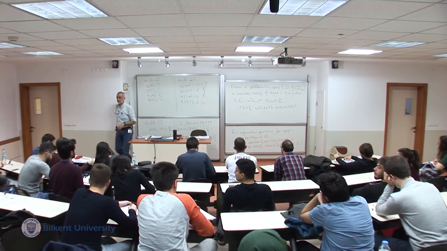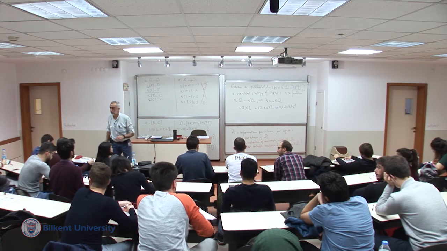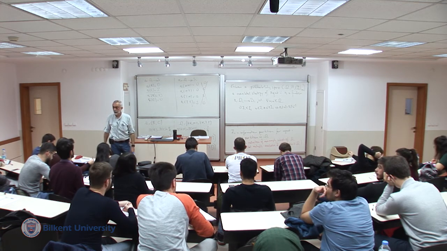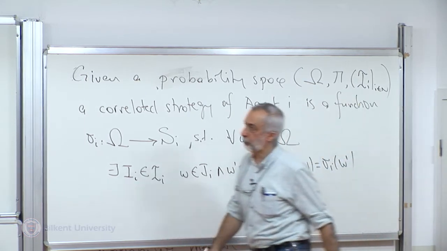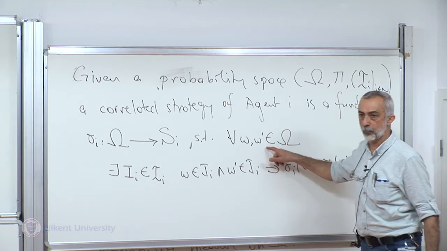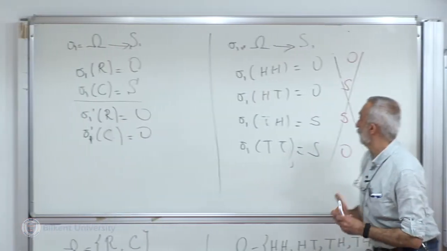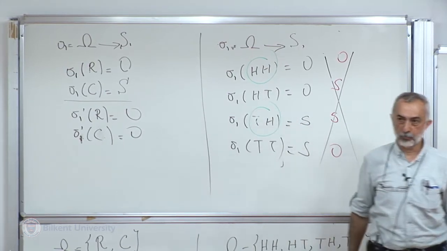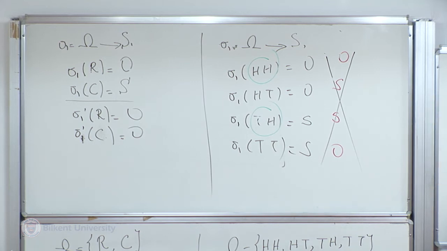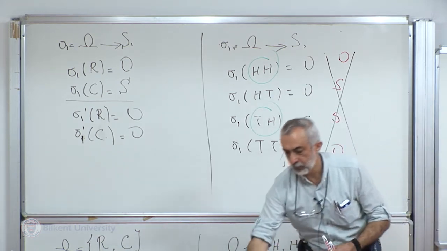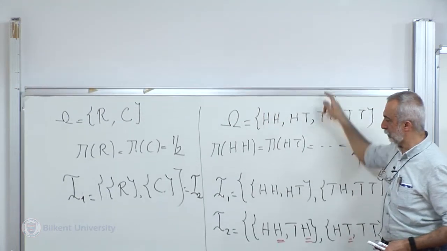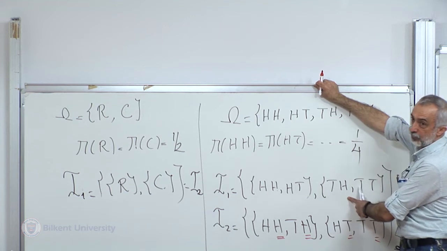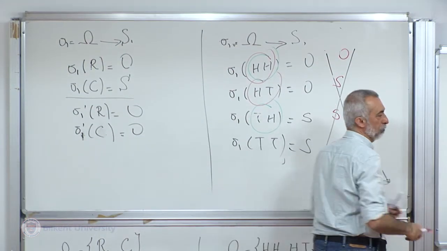Yes, sir. All elements of information partition. No, but you see, if I take any two outcomes, omega, omega prime, so let's say this is omega and this is omega prime. Is there any information set which includes both of them? No. That's why we have that condition. And if I take HH and HT, the first information set contains both of them, but this one contains neither. Okay? Thank you for bringing that up.